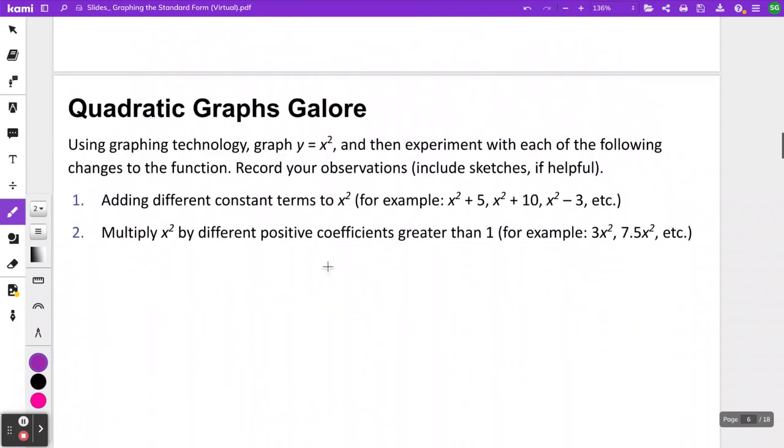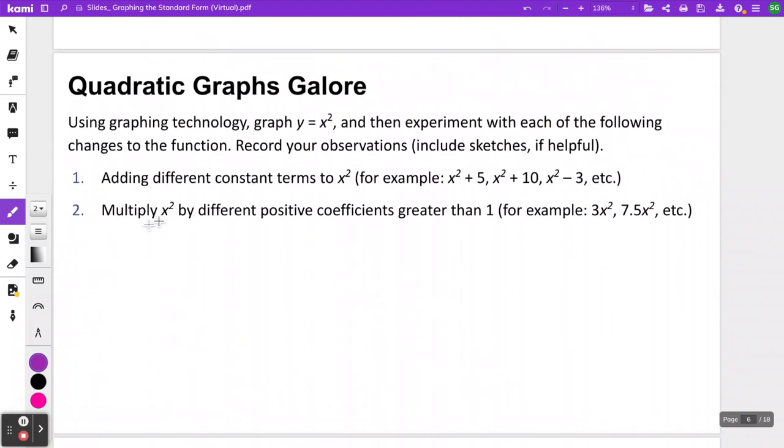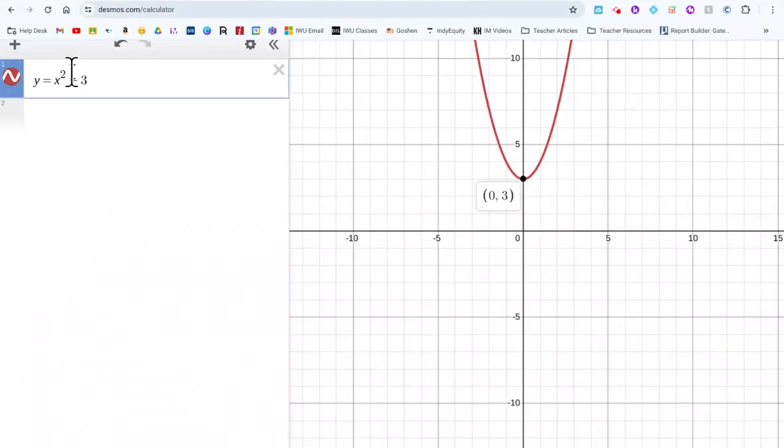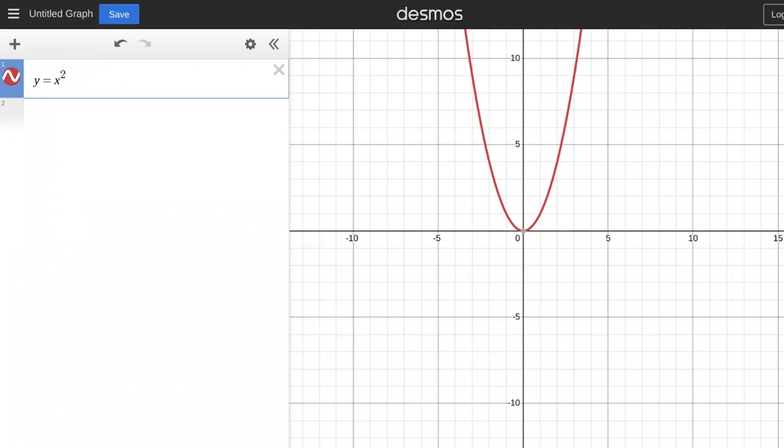So coming down to the next one. The next thing we're going to look at is what happens when you multiply x squared by positive coefficients greater than 1. So by positive numbers bigger than 1, like 3x squared, 7.5x squared, etc. So we're going to do the same thing. We're going to come back to our Desmos graph. I'm going to get us back to our y equals x squared. I'm actually going to leave this here just so it makes it easier for us to see what's happening. And I'm going to graph our new equations down here.